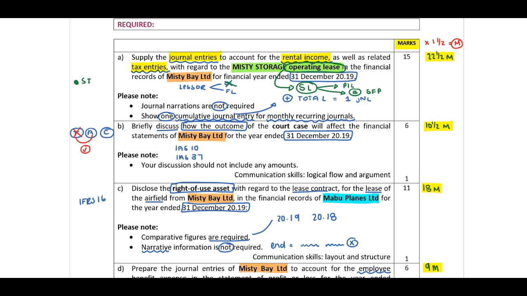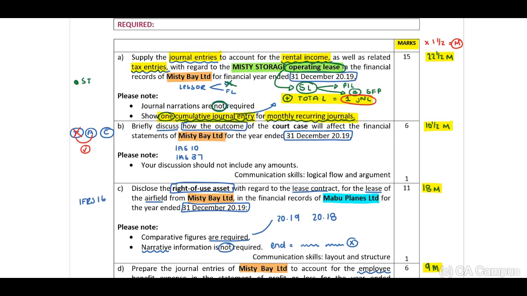They indicate to us journal narrations are not required, but very important, show one cumulative journal entry for the monthly recurring journals. Okay guys, therefore most probably if you do not do this, you will be penalized. You need to add all of your journal amounts and you need to include one journal entry, and this is what you need to remember.